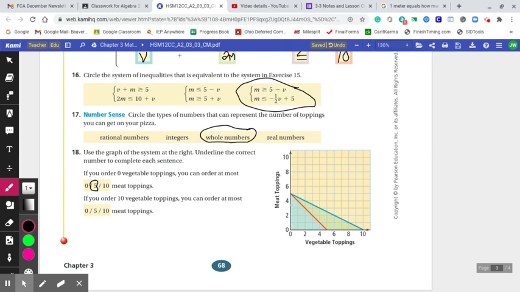And here is vegetable, right? Here's 0 vegetable, and it goes up here to 5, and there's your 5. If you order 10 vegetable toppings, here's 10. This is just the intercept right here, right? And you can only order 0 meat toppings. 10 vegetable toppings is a lot of pizza. I feel like that's going to weigh your pizza down and maybe make it a little sloppy or soggy, putting that many vegetables on your pizza.